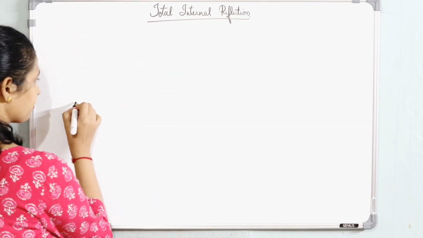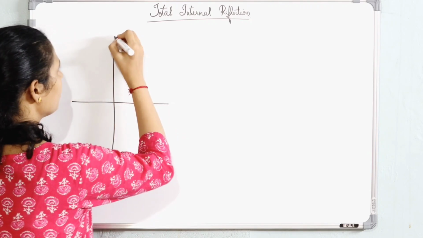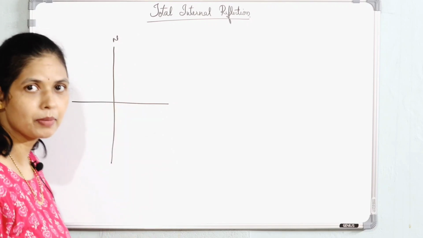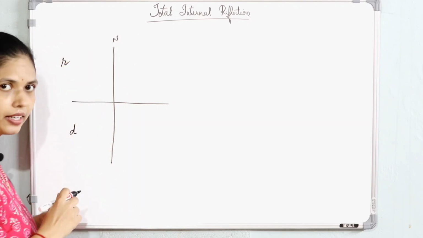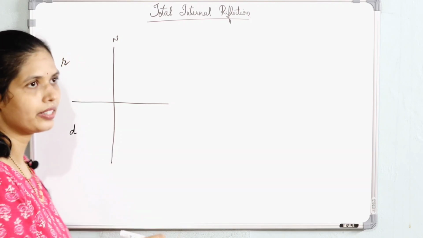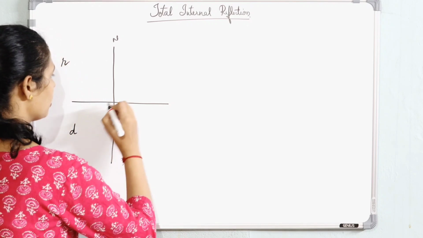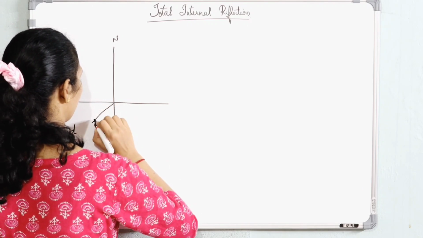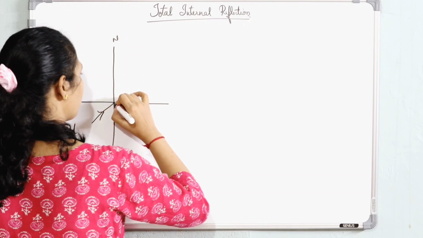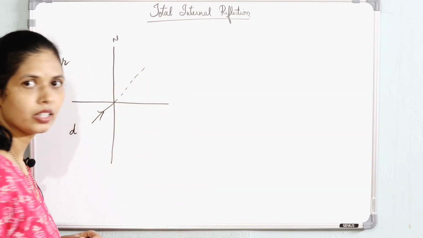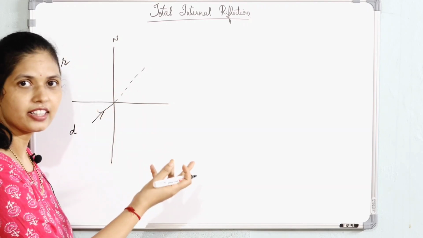So here let's say this is the surface and here is the normal. Normal is always perpendicular to the surface. Let's say this is denser medium and this is rarer medium. So in total internal reflection, the light ray travels from denser medium to rarer medium. So this is the incident light. If there is nothing, this incident light would have gone in this path, right? So since there is one more medium, it gets refracted in the other medium.